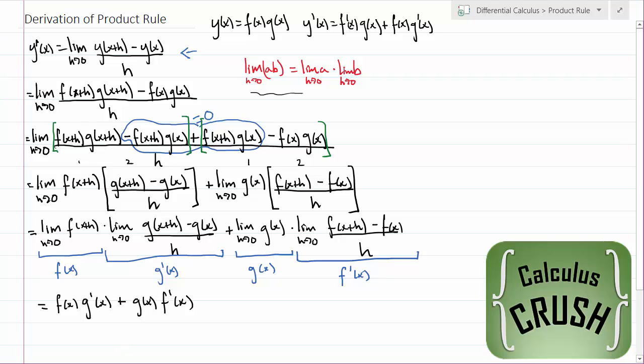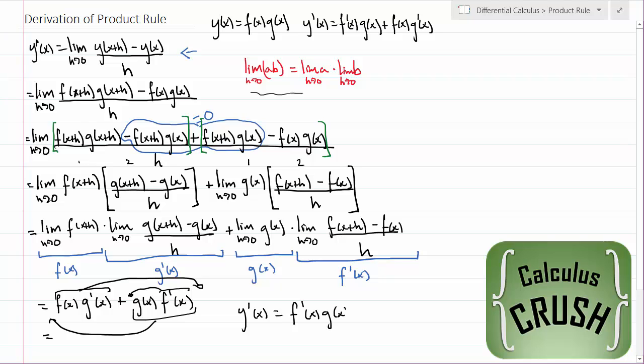We're done here. We've derived the formula, but it's not in the order that I like. I usually like to write it, so I'm going to take this guy here and put it in front of g of x, and then I'm going to put this whole thing as the first term, and then I'm going to put this whole thing as the last term. I'll tell you why I like that in just a minute. So let's write out the full expression. y prime of x equals f prime of x times g of x plus f of x times g prime of x.